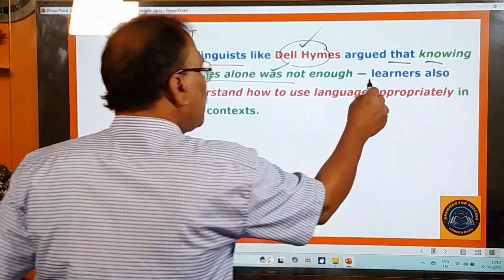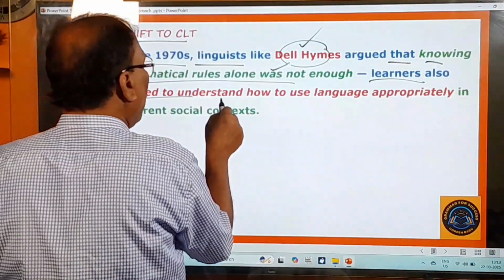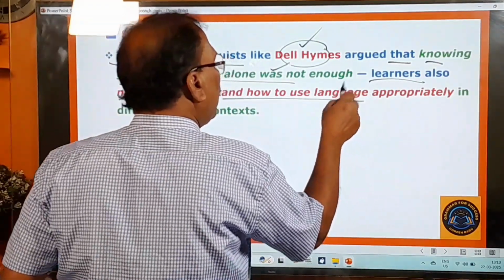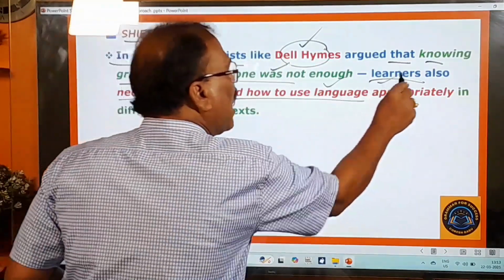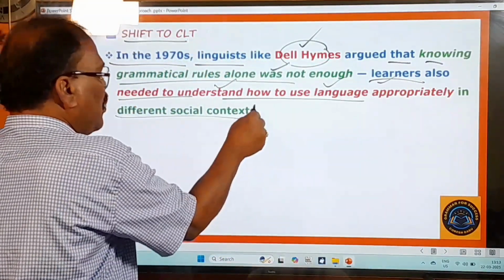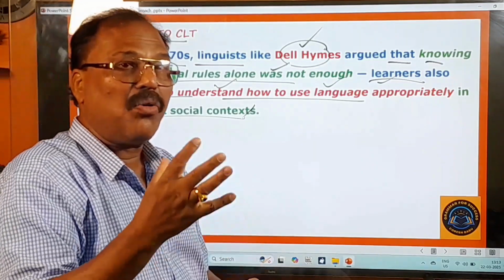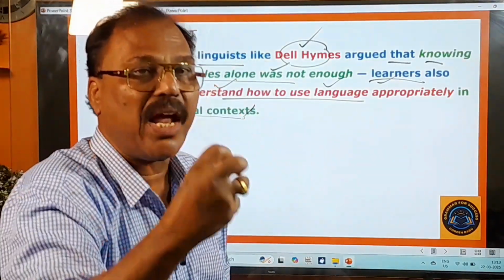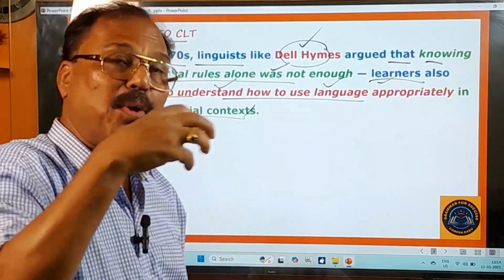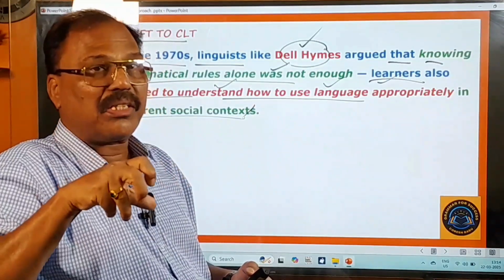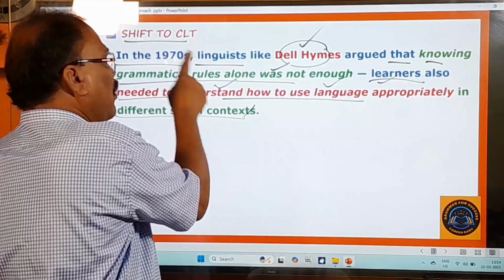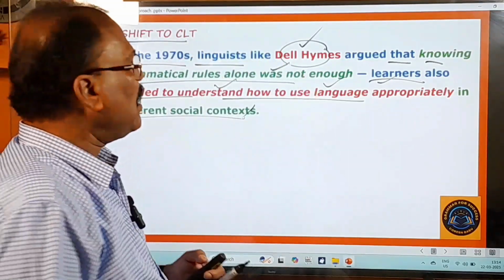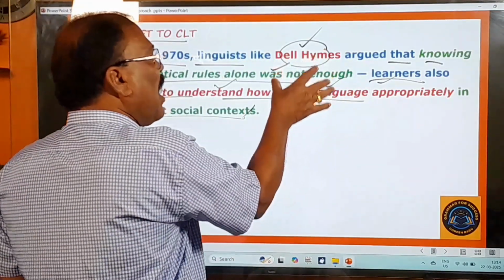And learners also needed to understand how to use language appropriately. He said that learners should understand how to use language appropriately in different social contexts, and that this is more important than simply knowing grammatical rules. That is what Hymes argued.